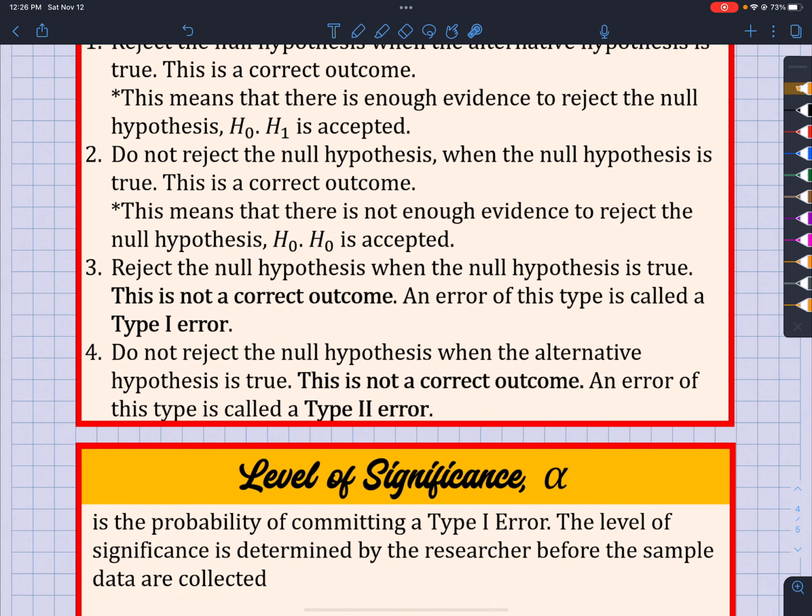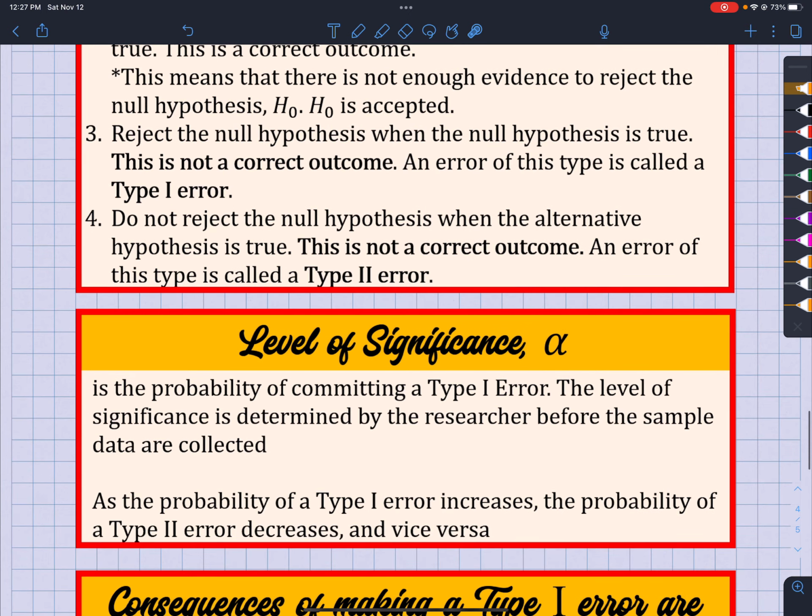Reject the null hypothesis when the null hypothesis is true. I committed the crime, but they let me go. That is not right, right? So if I'm guilty and they let me go, then that is a type 1 error. Do not reject the null hypothesis when the alternative hypothesis is true. This would be saying I did not commit the crime, but I was still found guilty anyway. That would be a type 2 error.